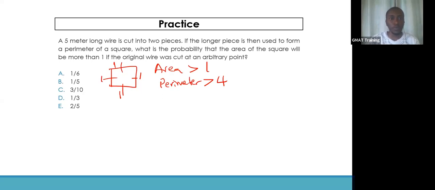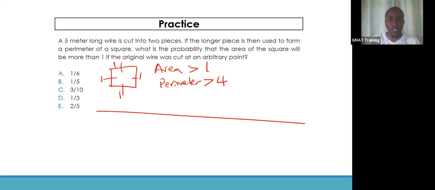So what's the probability that the area of the square will be more than 1 if the original wire was cut at an arbitrary point? Okay, perfect. Now, let's look at this 5-meter long wire that is cut into two pieces, and the longer piece is used now to form the perimeter of the square.